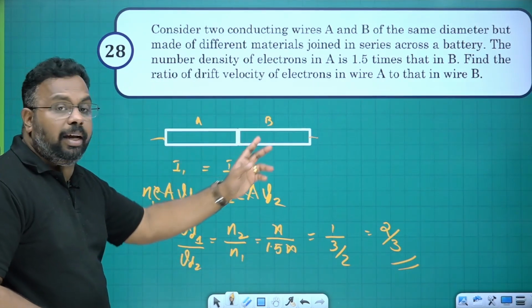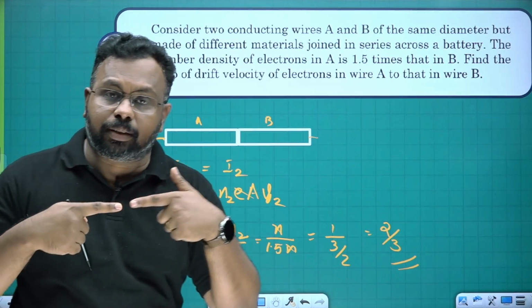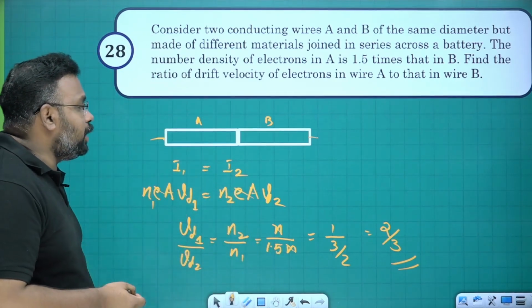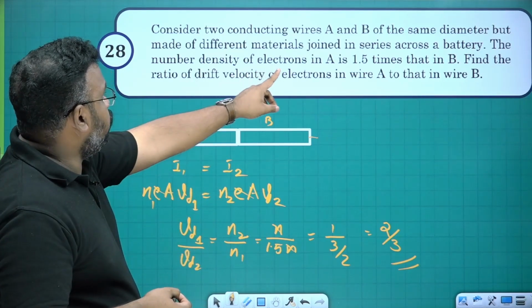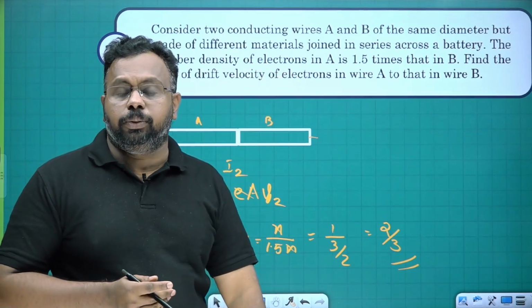So what we are doing here is, since they are connected in series, dear students, which will be the same? Current will be the same. So we are just equating, it is given that the diameter is the same. So this is a very easy question for us.